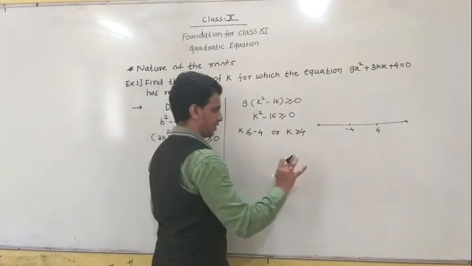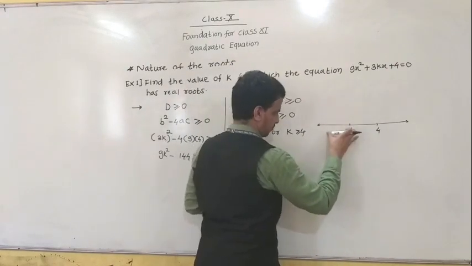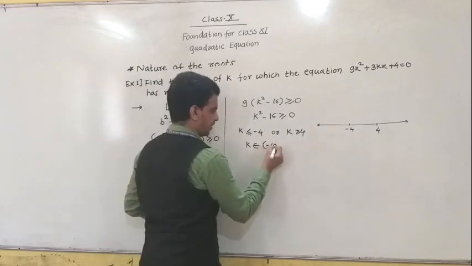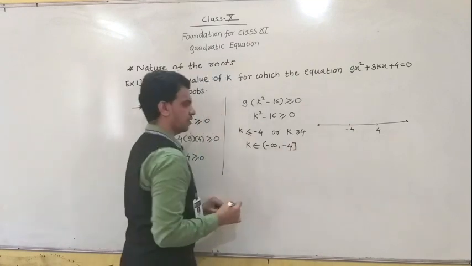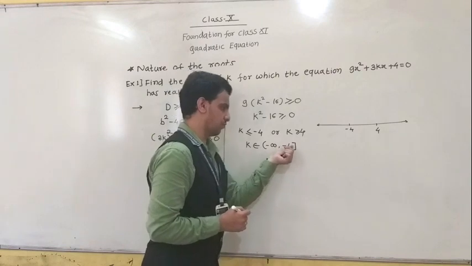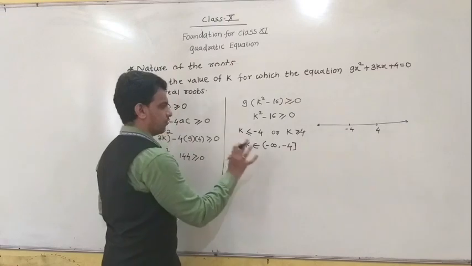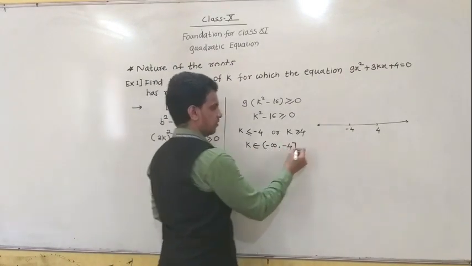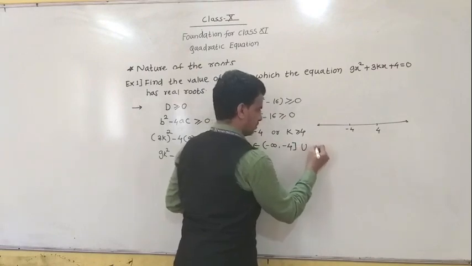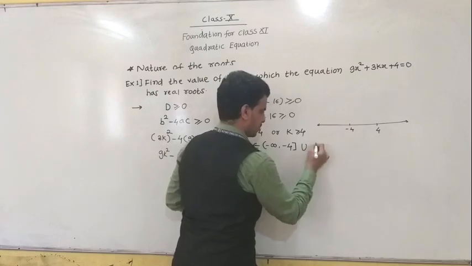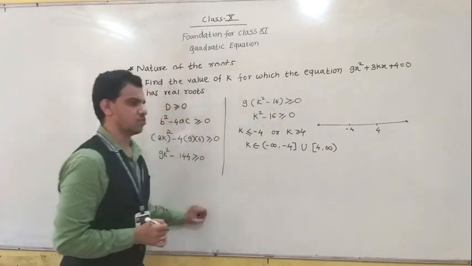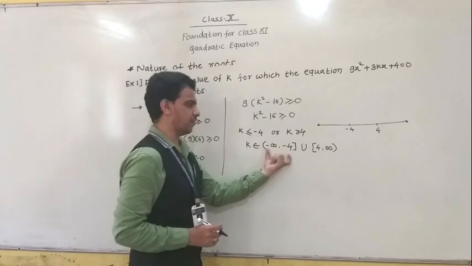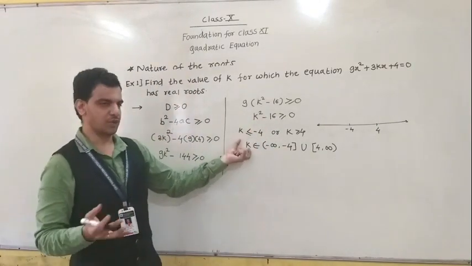Okay. So all values from minus infinity to minus 4, or we can write it this way, k belongs to minus infinity to minus 4. Here minus 4 is included, therefore I am giving a closed interval. For infinity and minus infinity we have to give an open interval. Or, union, this is a closed interval 4 to infinity. So we can take any value from minus infinity to minus 4 or 4 to infinity, and that value satisfies this inequality. So k belongs to this set.